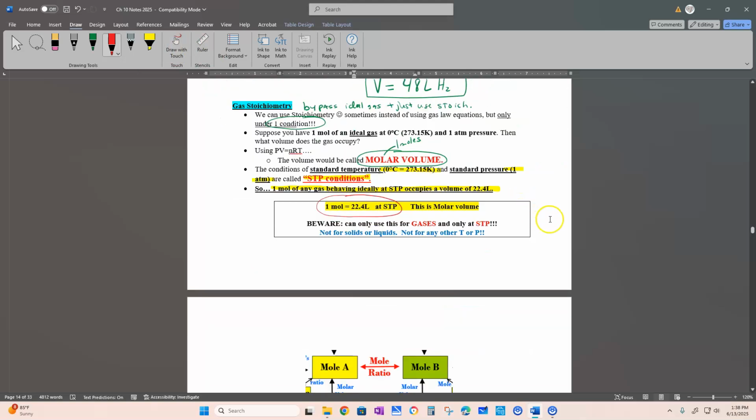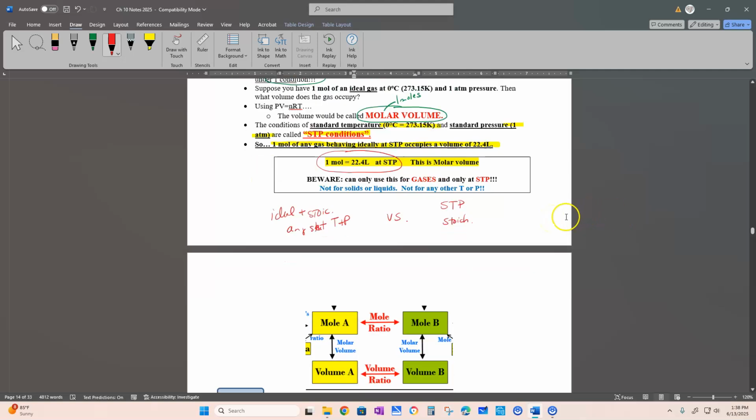Okay? So it's either one of two ways. You use the ideal gas equation with stoich for any set temperature and pressure, versus STP, then I only have to use stoich. Okay? So let me show you where.